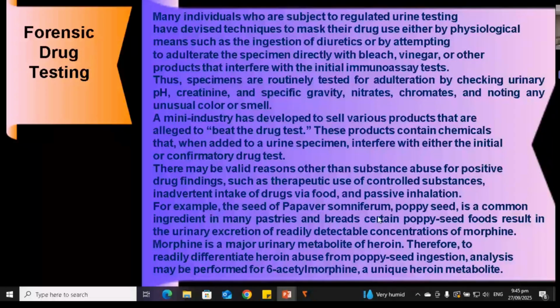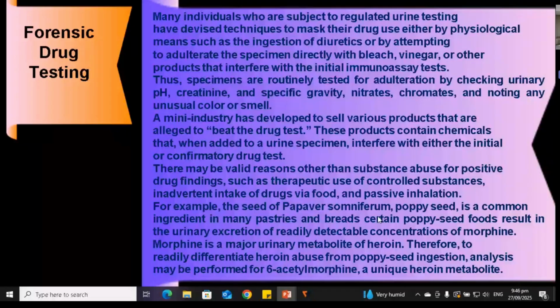Many times, other than substances of abuse, we can also get positive findings due to therapeutic use of controlled substances. Some drugs might be going inside through food or passive inhalation. For example, the seed of Papaver somniferum, poppy seed, is a common ingredient in many pastries, breads, and our household dishes also contain some amount of poppy seeds. The urinary excretion may have some amount of morphine, but that doesn't make it a fact that there is morphine ingestion.